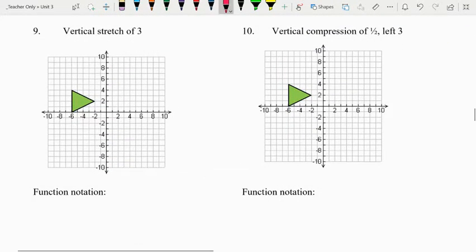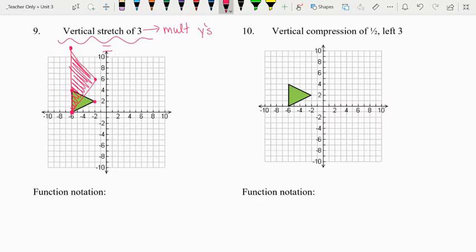So now we're at the point where we're doing a vertical stretch of 3. Basically what happens here is you multiply your y's by 3. So if my y is 0, 0 times 3 stays 0. If my y is 4, it becomes 12, so we would move up 2 more. If my y is 2, I would multiply by 3 and get 6. So now I connect these dots, and here is my triangle.